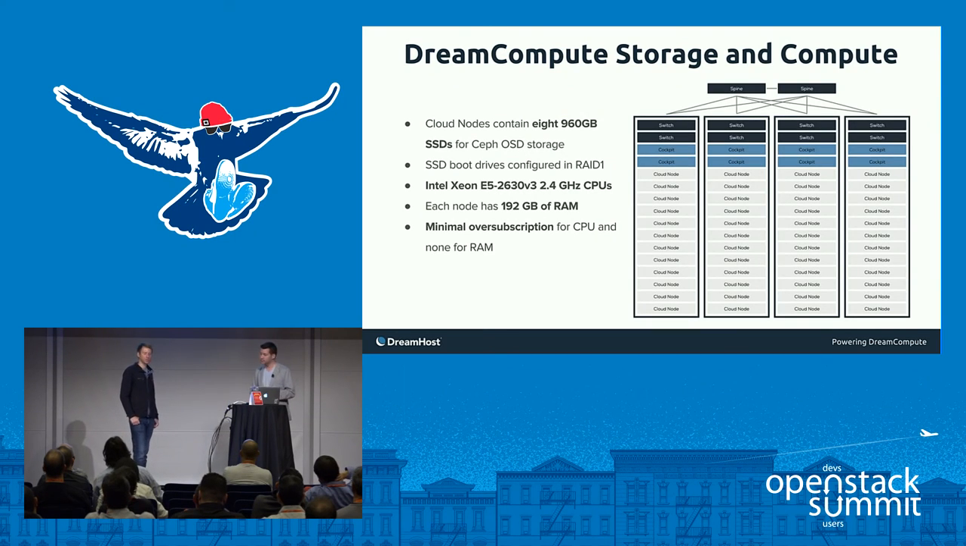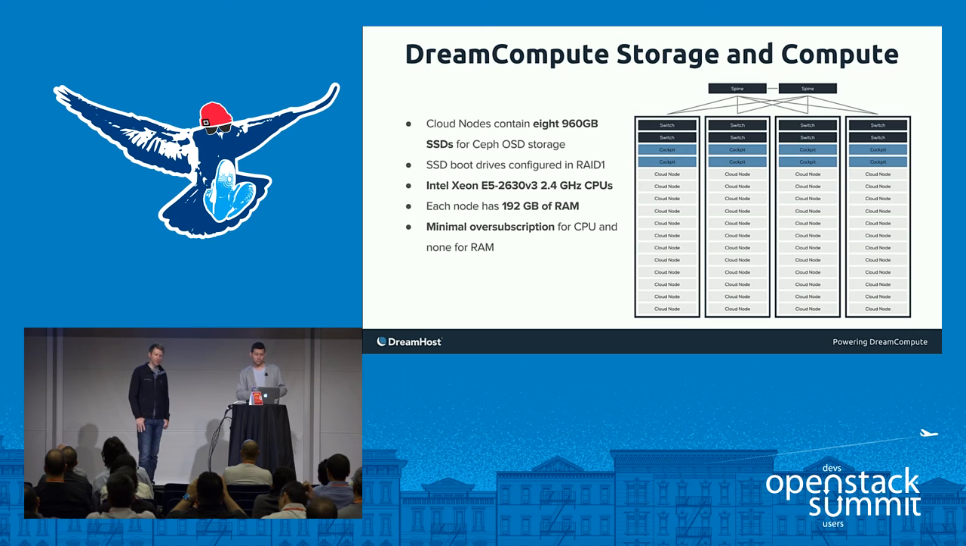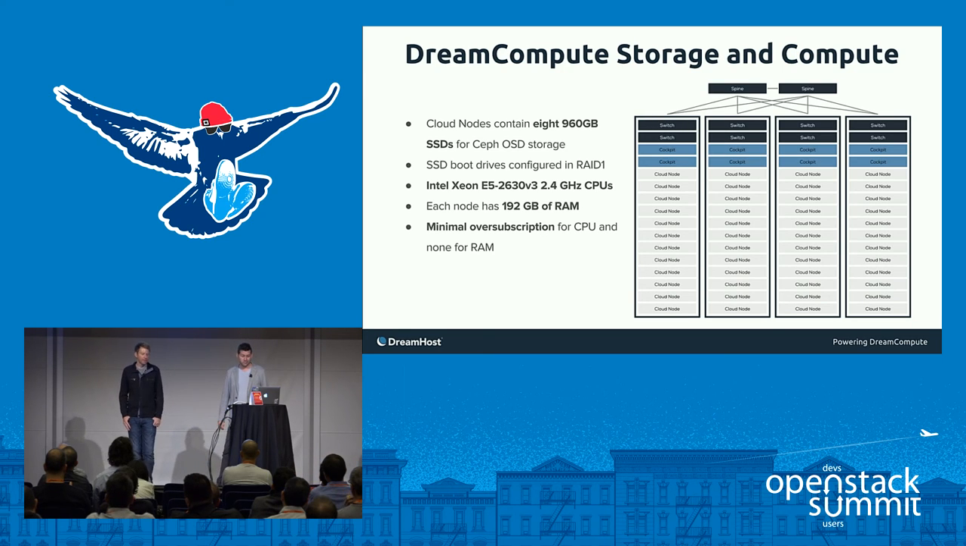Just an overview of the storage and compute, the converged nodes. We're using eight 960 gig SSDs, and then we have the boot SSDs in RAID 1. We're using Intel chips, like we said, Xeon E5 2630s at 2.4 gigahertz. Our customers love that. They are fast. 192 gigs of RAM in each node, roughly 96 of that is used for Ceph, and the remainder is used for VMs. I think I've got that number right off the top of my head. And then we do get more oversubscription available with those faster cores, but it's still pretty minimal overall, and no over-provisioning on memory again.